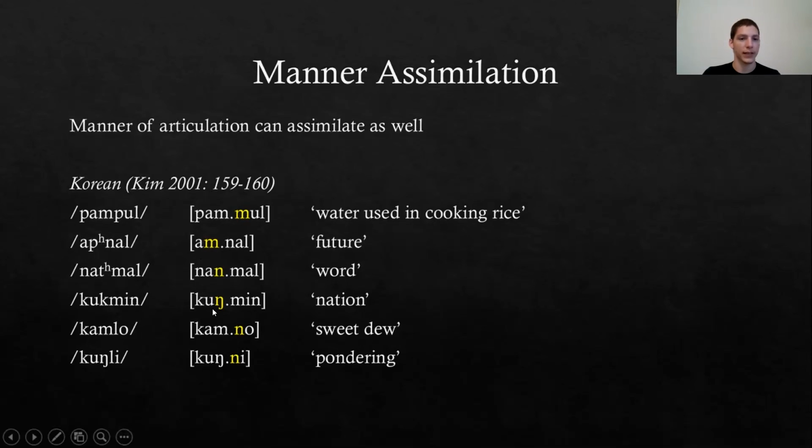Same thing with the K. It stays alveolar, but becomes nasal because there's a nasal next to it. And this also happens with L's, where the L stays alveolar, but it becomes nasal. So you get N instead of ul because of the nasal consonants next to it. So those are examples of manner assimilation that we can find in the languages of the world.